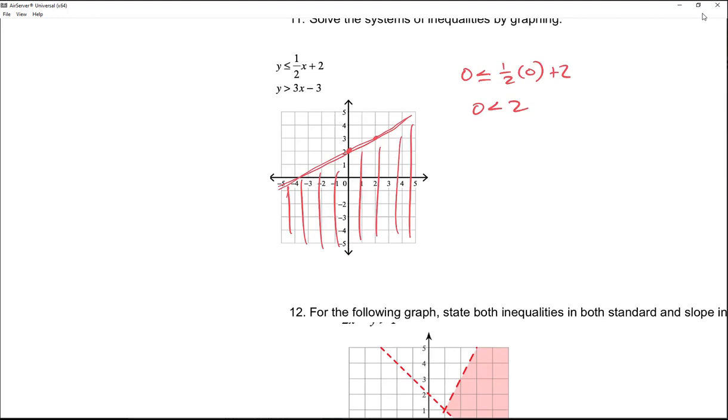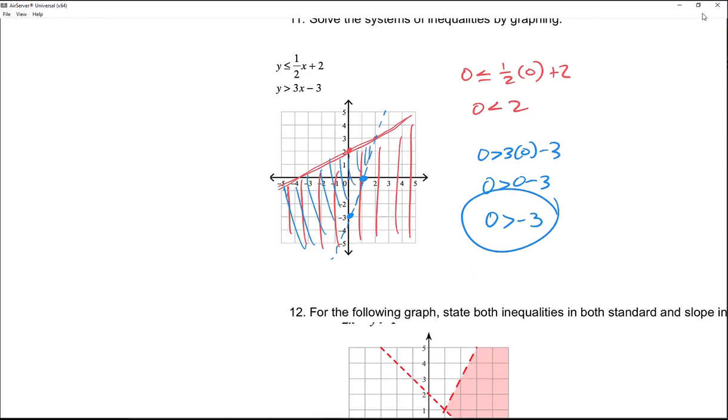Then y is greater than 3x minus 3. Minus 3 is here. You go up 3 over 1, dotted line here. And you choose 0, 0. 0 is greater than 3 times 0 minus 3. 0 is greater than 0 minus 3, which is 0 is greater than negative 3. True statement. So since 0, 0 is above the line, you're going to shade above this. And where the red and the blue intersect, that's what we're looking for. Okay, the blue should have gone up here too. Okay.